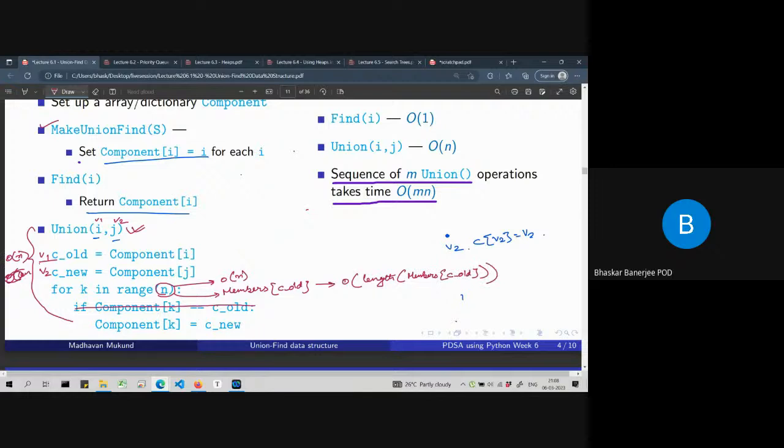Fine. Now the thing is, what is this value? I mean, what is this? Is it order of what? Order of, in terms of N, if I ask you to write, how can you tell me what is this value? Can it go to order of N?